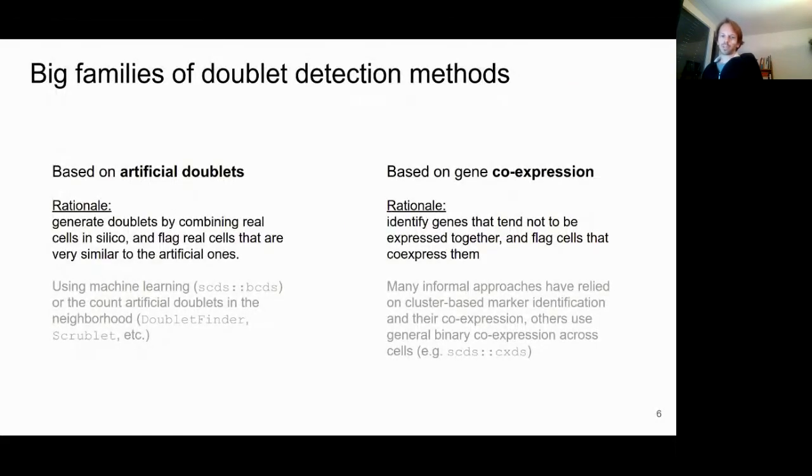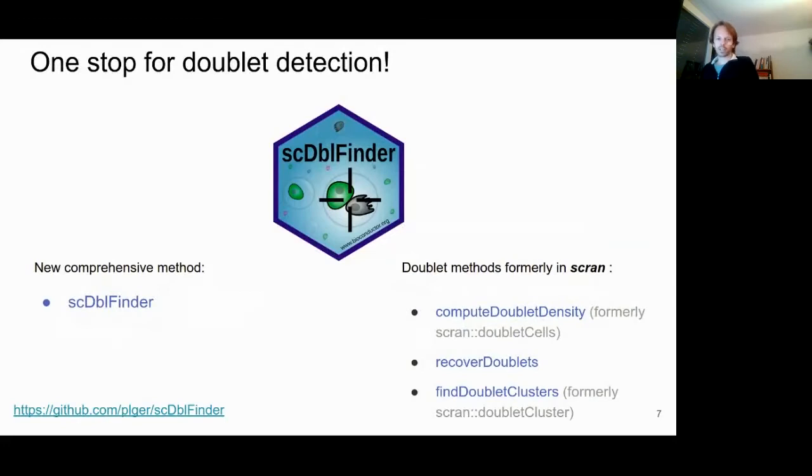There are already a number of doublet detection methods out there. I won't go in detail about the different strategies, but in short, our package essentially tries to take the best of all these different approaches. So the SCDBL Finder package includes a set of alternative tools and methods regarding doublets. It includes, for instance, those methods that were formerly in the SCRAN package and have been a little bit improved, but especially it includes a new eponymic comprehensive method, which is the one I'll be focusing on today.